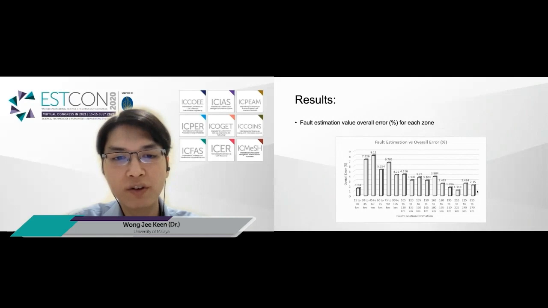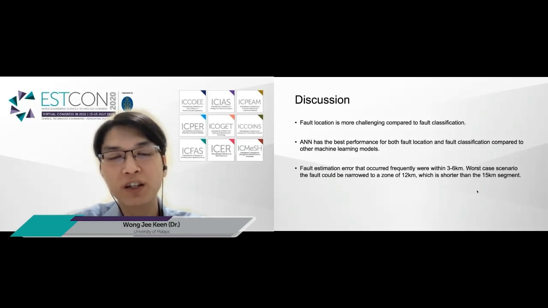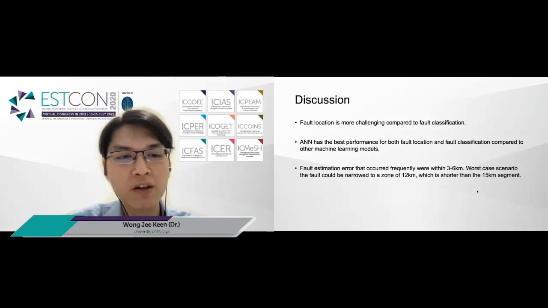So here is the fault estimation overall error percentage for each zone. You can see that as the faults proceed further, the overall error tends to reduce, and the highest percentage error is from the range between 60 and 90 kilometers. So overall, fault location is definitely more challenging compared to fault classification because of the nature of the task. In this case, we have tried multiple machine learning models, and the artificial neural network (ANN) has the best performance for fault location and also fault classification compared to other machine learning models.